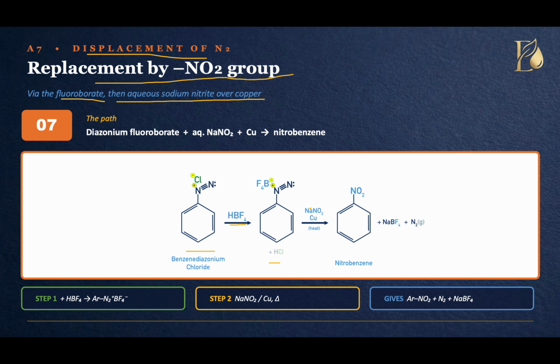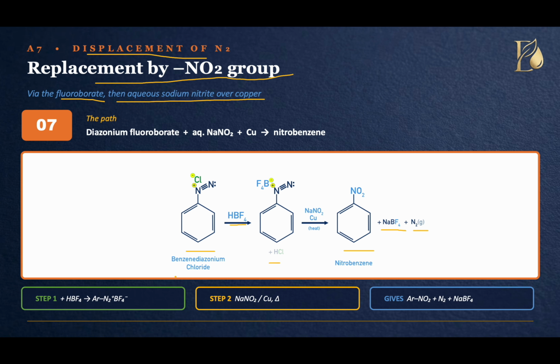Now after that we are treating with aqueous sodium nitrite in the presence of copper, and on heating what we will get? We will get the final product, that is nitrobenzene. Along with that, sodium fluoroborate and N2 gas are also produced, NaBF4 and N2.